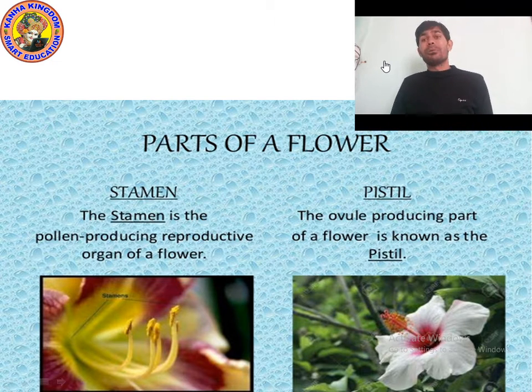Yes, cell. Our body is made up of cell. Even the flower's body is also made up of cell. Yes, flowers have different kind of cell. Animals have different kind of cells. So which cell is present in the stamen? In stamen, male cell is present, and in the pistil, female cell is present. Okay, I hope you understood.